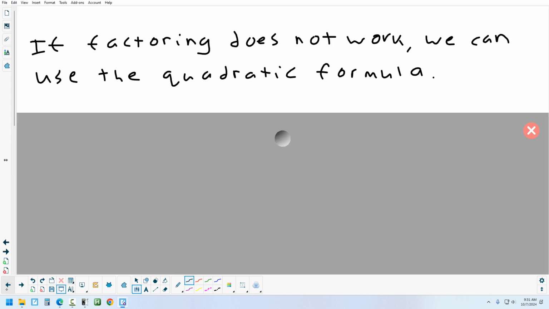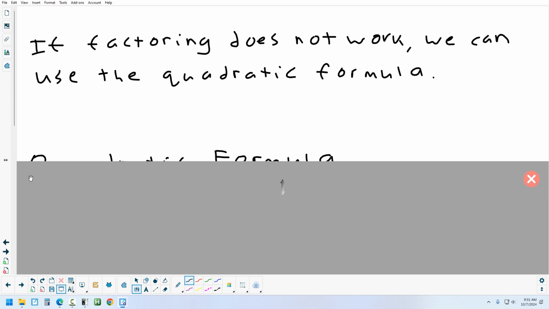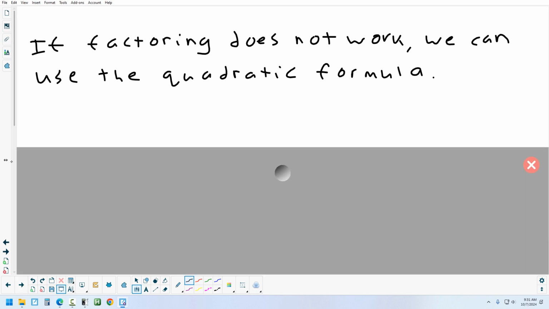Okay, and that'll be the last thing we look at. So if factoring doesn't work, we can use the quadratic formula.